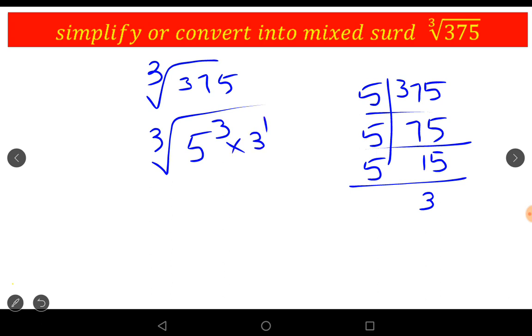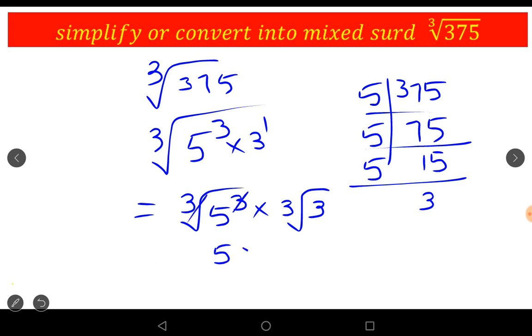5 cubed times 3 to the power of 1, so it is equal to third root of 5 cubed times third root of 3. Here the cube and the third root cancel, giving 5 times third root of 3. This is the mixed surd.